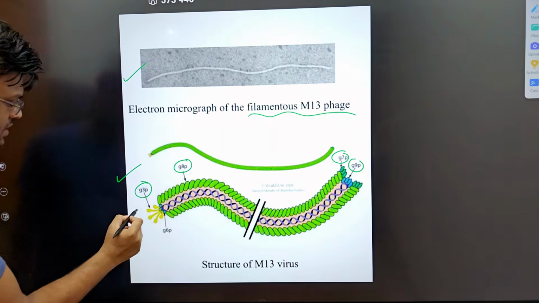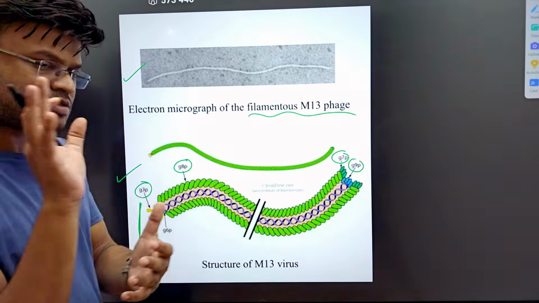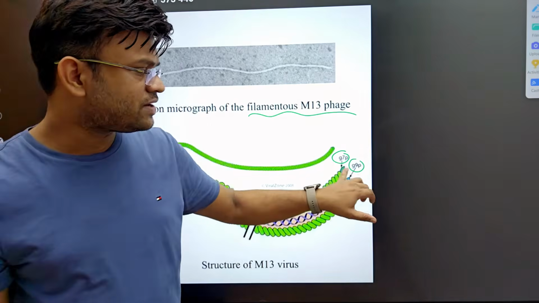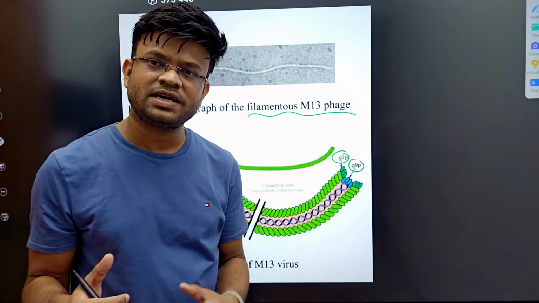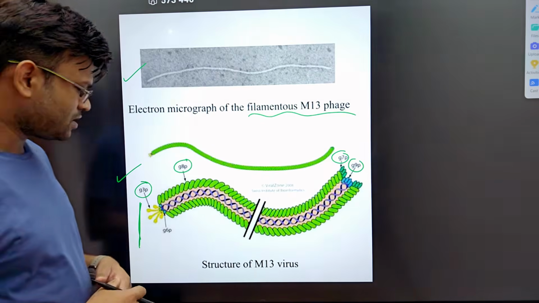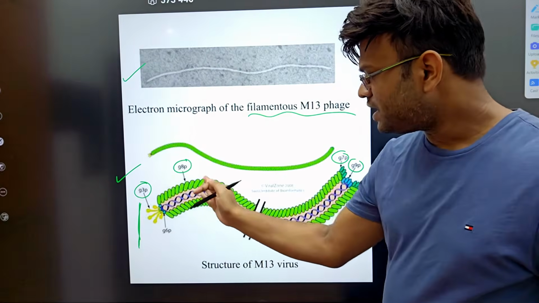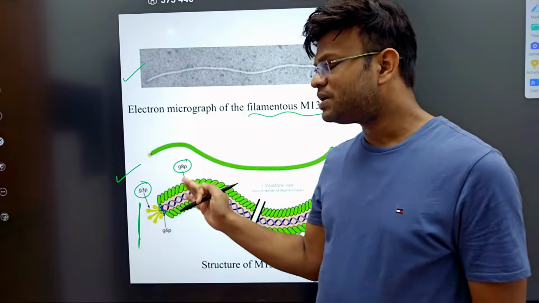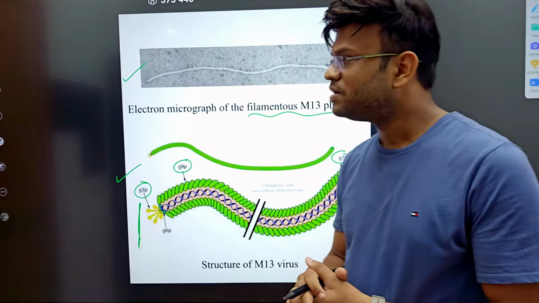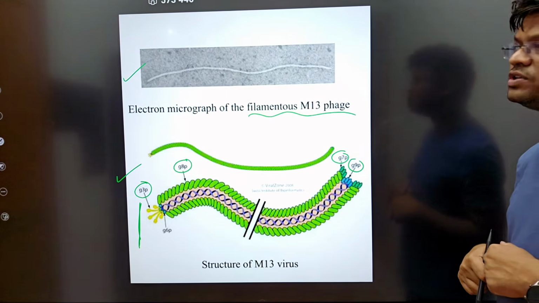Now actually this end over here is the fixed end. That means it is basically attached, and this end is the free end. So G7P, G9P proteins are present at the free end, whereas the G3P proteins are present on the attached end, and importantly G8 proteins are present throughout the body of the M13 phage. This is also an important piece of information that you should know. So you can take a photograph of this and then we can move further.